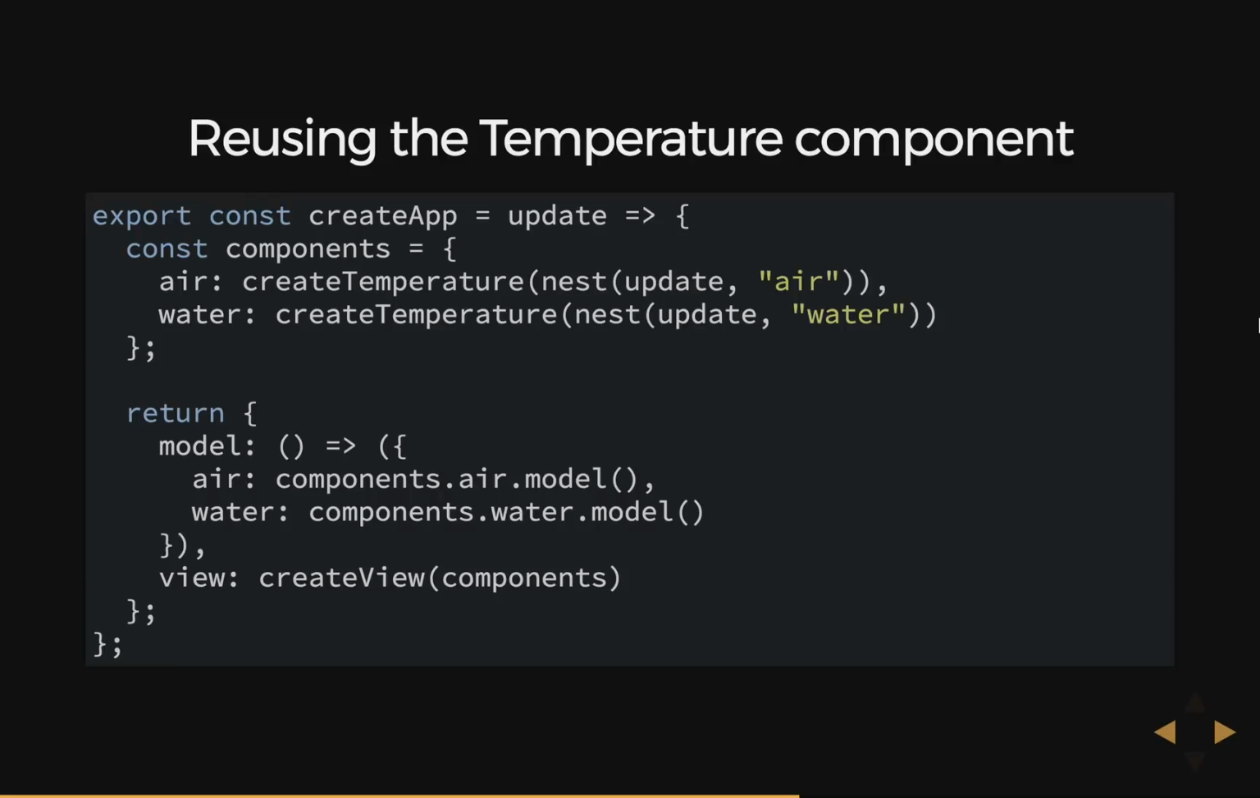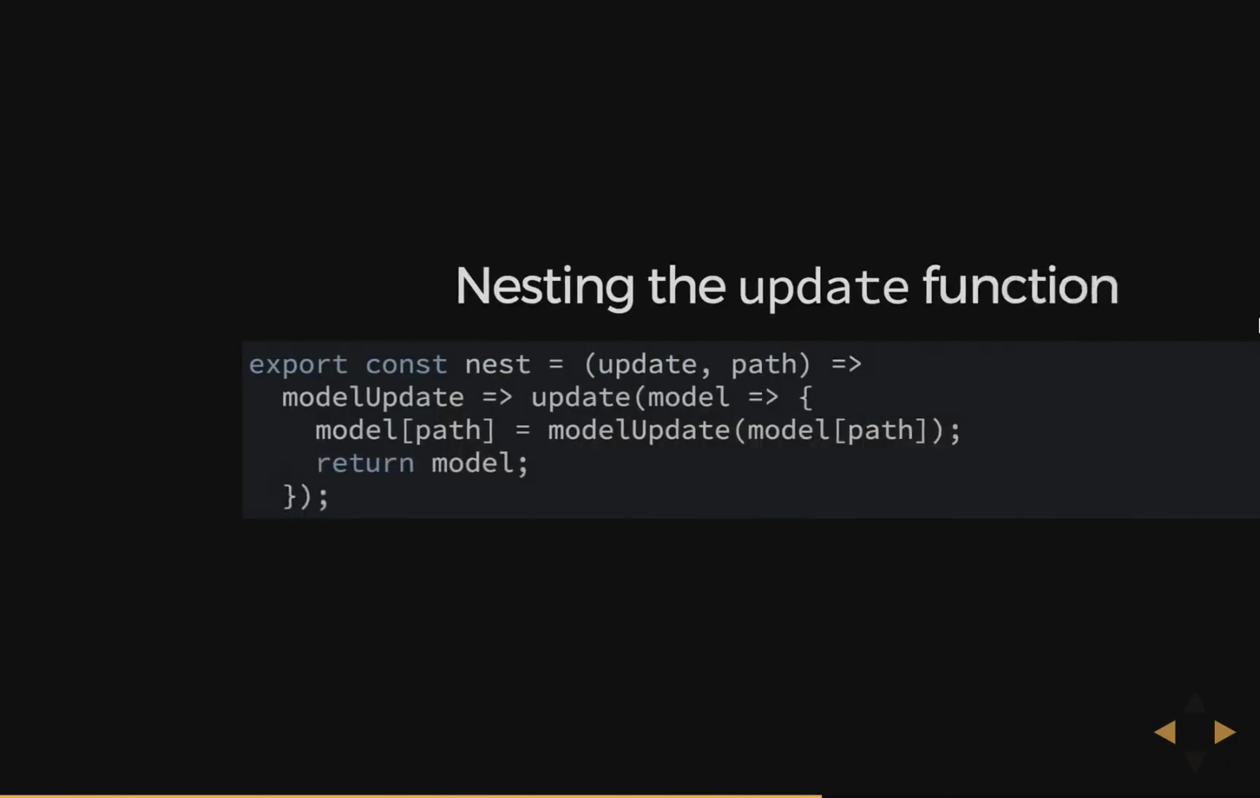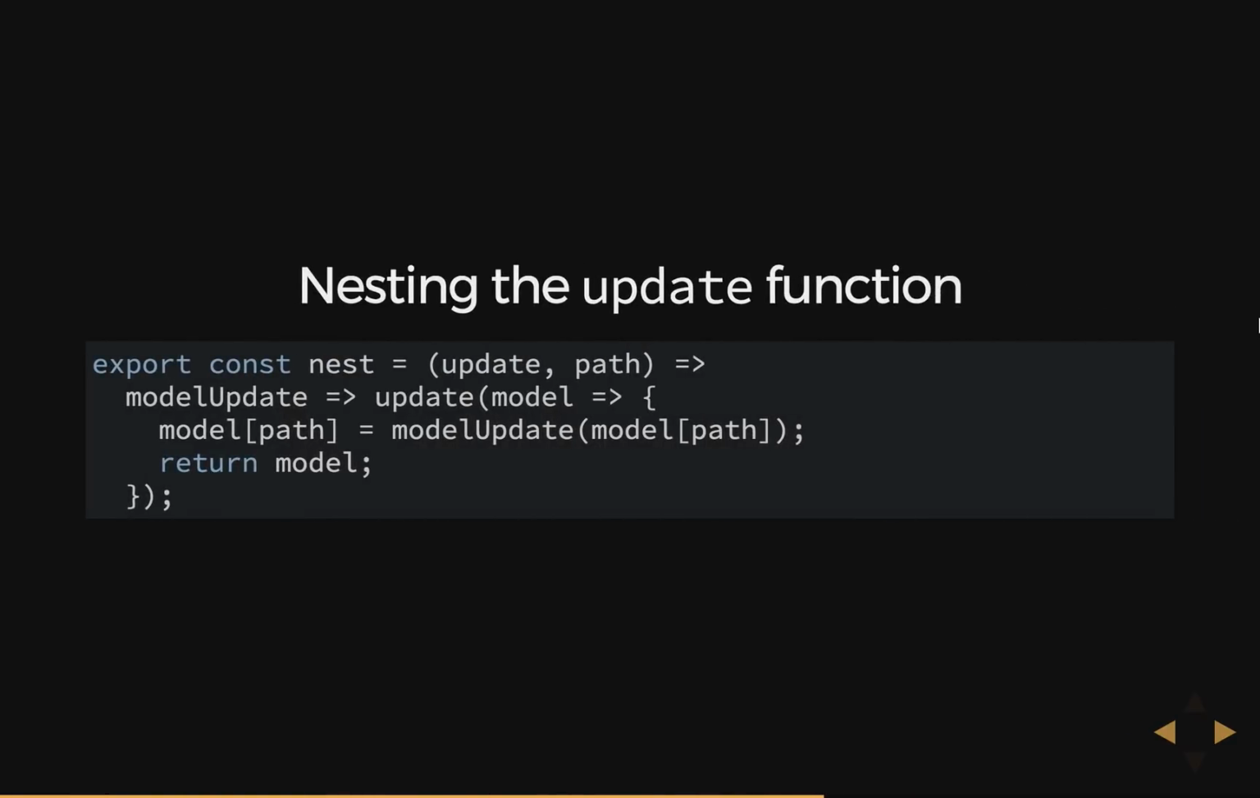So how do we nest the update? Well, because we're using plain functions, it's actually very easy to do. Remember that we're passing in a function to update the model from our components. So what we can do is wrap that, take the incoming model update, then turn around and call the real update.